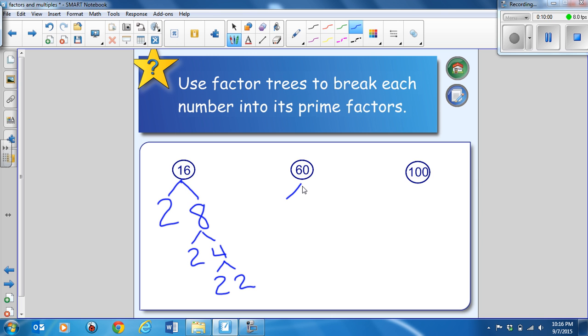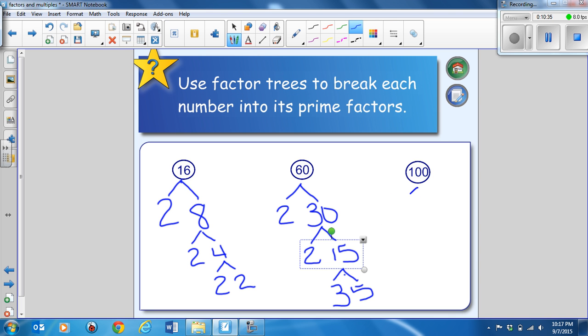Let's look at another example. I have 60 here. So 2 times 30, and then I'm going to break that down. 30 is even. Any number that ends in 0 is even. So I'm going to divide by 2 again, and 15. Now I'm going to break down 15 into 3 and 5. So 2 times 2 is 4, times 3 is 12, times 5 is 60. So I know I did it right. So this is my prime factorization.